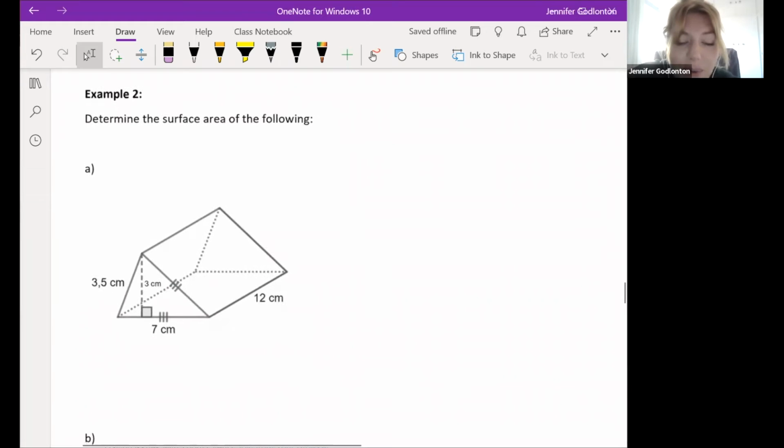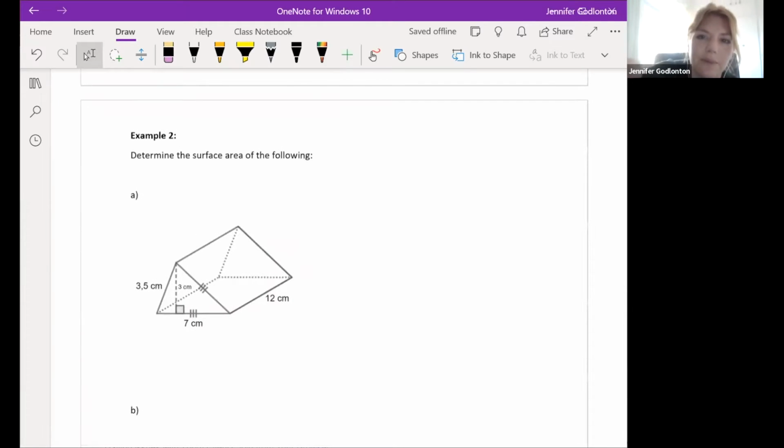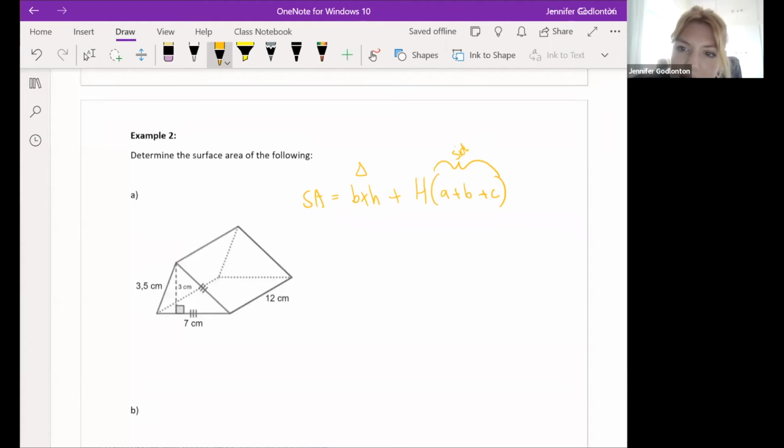Okay, so for this one, this is our first one. I'm going to go through this one step by step with you and just show you how it's all worked out. And then I'm going to give you the next one to try by yourselves. When we're working through our surface area formula, let's just quickly write it out over here. Here we go. Our surface area formula, we're going to say base times height, that's our triangle base and height, plus our big capital H, and then these are all the sides of the triangle.